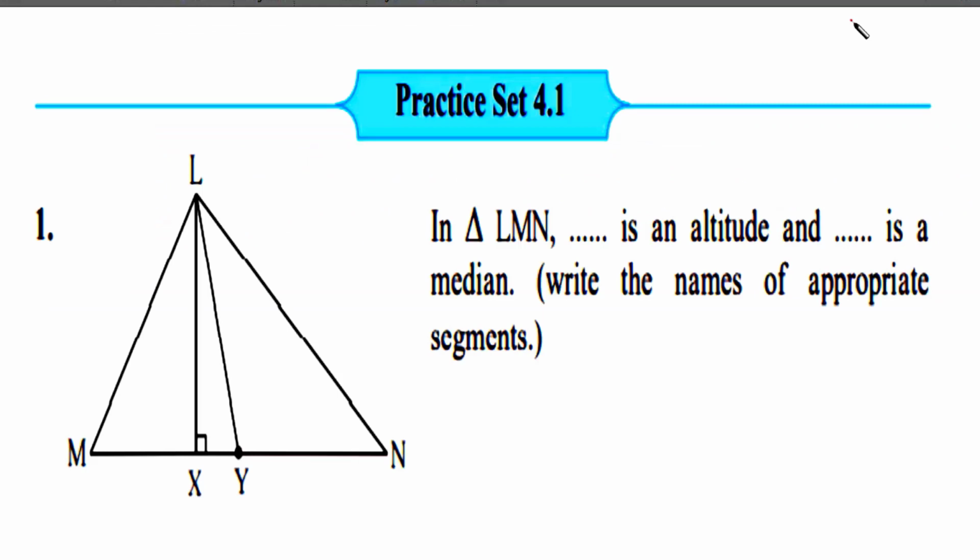Practice set 4.1. Observe the figure. In triangle LMN, blank is an altitude. Here, segment LX is perpendicular to opposite side MN. Therefore, segment LX is an altitude.